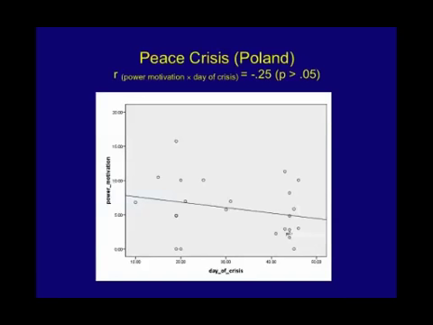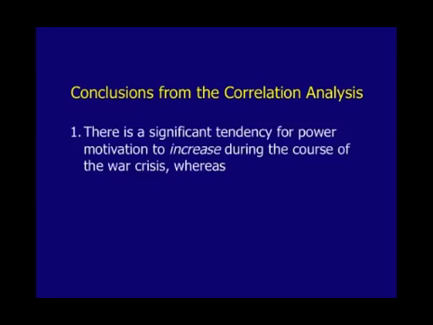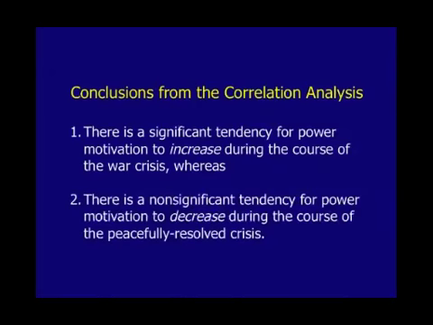Notice, however, that the two correlations are quite different from each other. In the Hungary crisis, a significant positive correlation. In the Poland crisis, a negative correlation, though not significant. From the correlation analysis, then, we can draw two conclusions. There is a significant tendency for power motivation to increase during the course of a crisis that escalates to war, whereas there is a non-significant tendency for power motivation to decrease during the course of a crisis that is peacefully resolved.